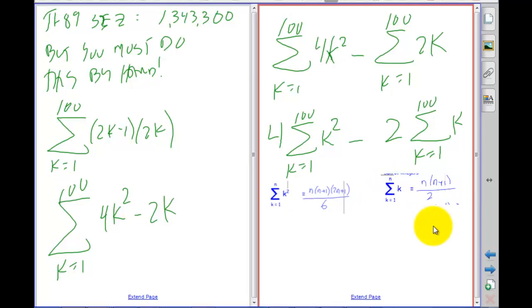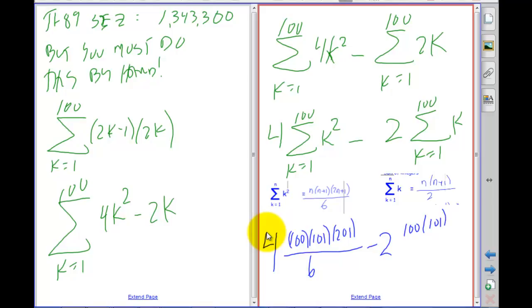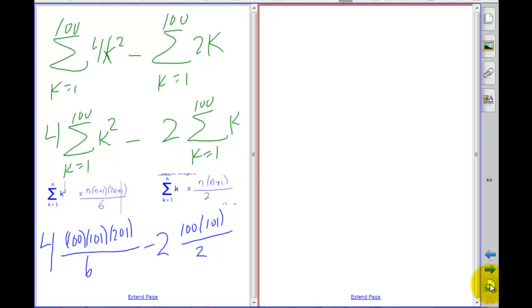Okay, let's practice using them. So it's 4 times this summation. n is 100. So it's going to be 100 times 101 times 201 all over 6. Minus 2 times this summation formula. It's going to be 100 times 101 divided by 2. Well, that last part isn't too bad, because that's 100 times 101, 10,100. This one's going to be a little bigger though, right?